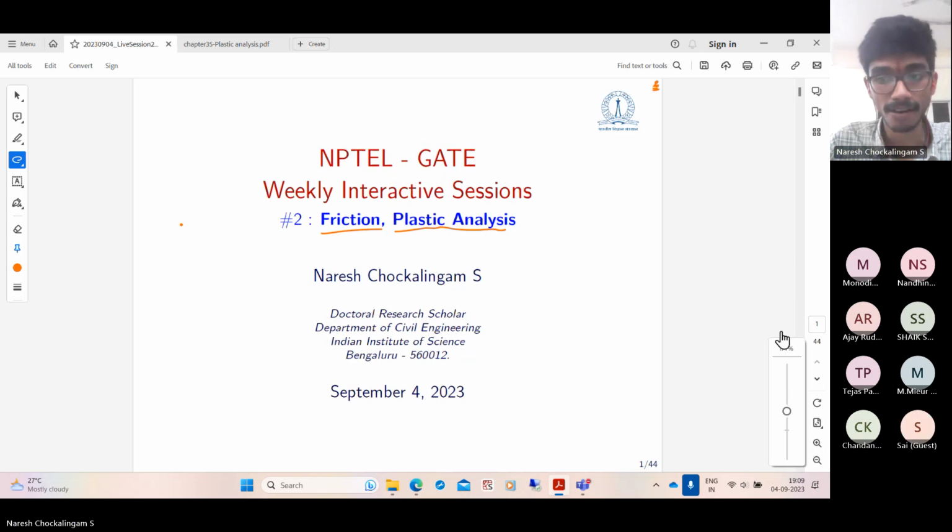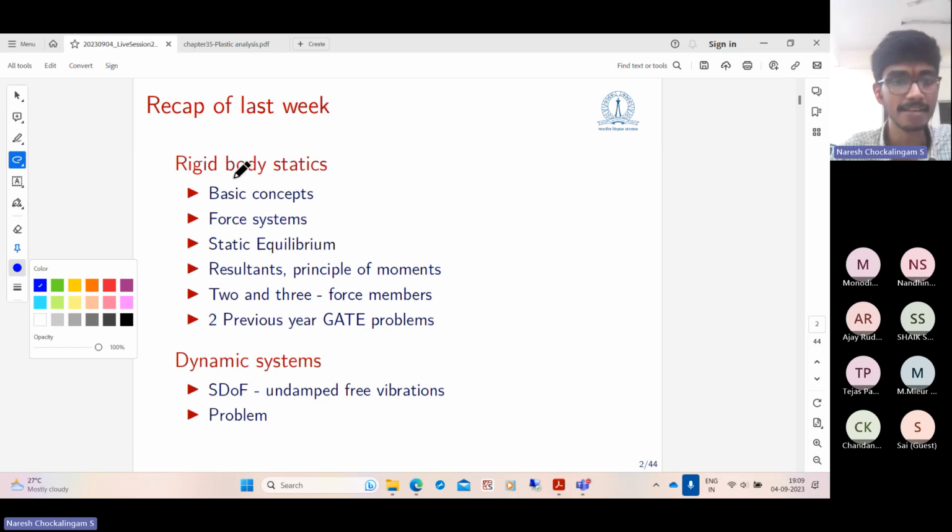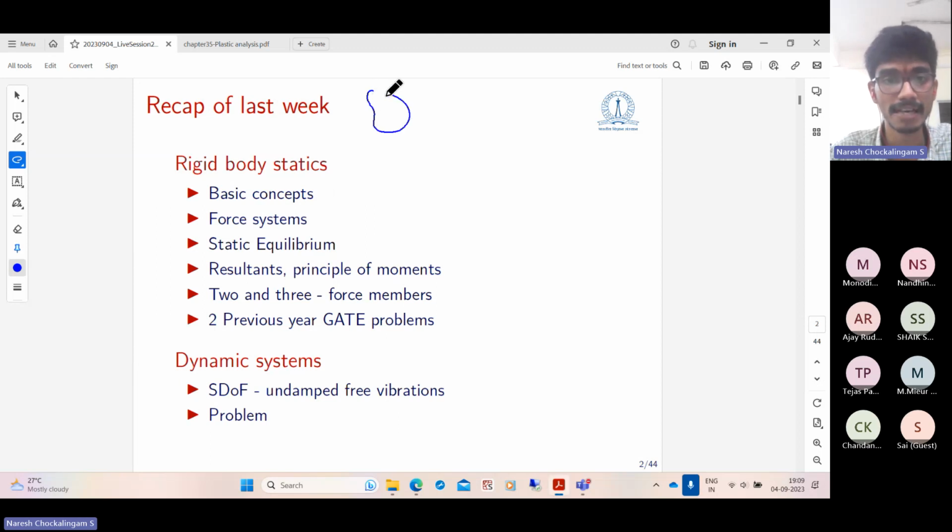So as I said, today we'll be looking at problems in friction and its applications and plastic analysis of structures. Before we get to it, let us have a quick recap of what we saw last week. Mainly we focused on rigid body statics. We saw the basic concepts, the idea of scalar, vector, and the various types of vectors. We saw fixed vectors, free vectors, and sliding vectors, and we also saw that the sliding vector follows directly from the principle of transmissibility.